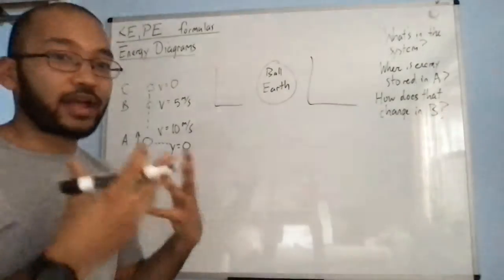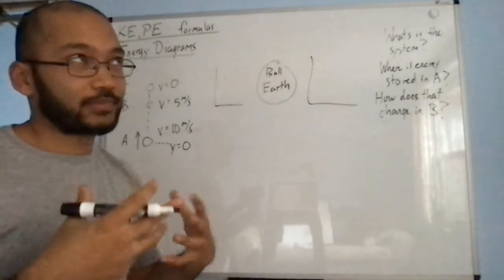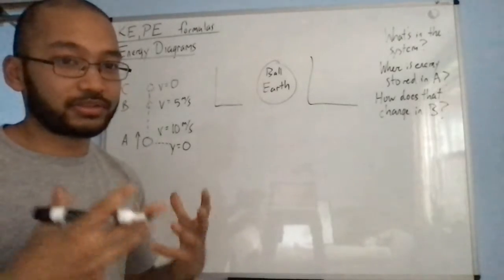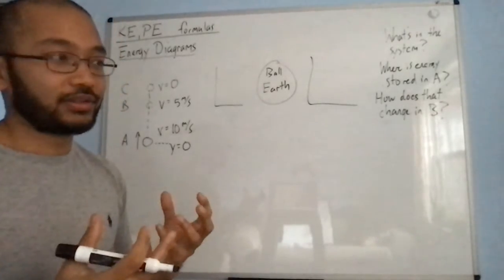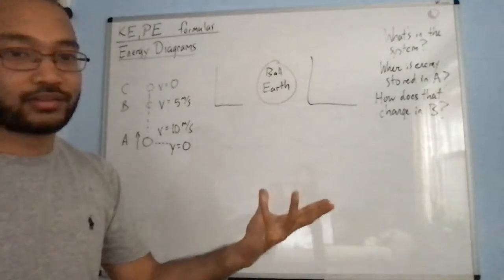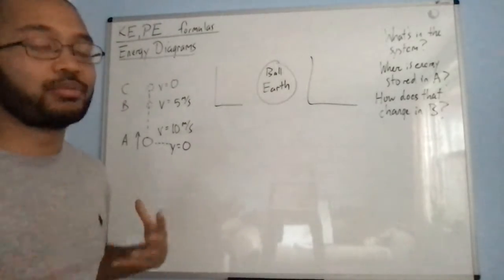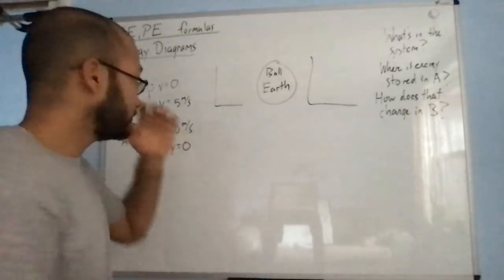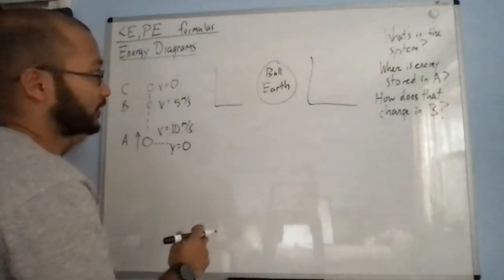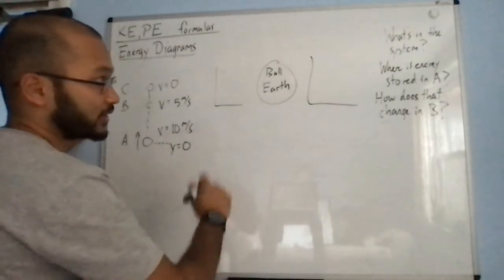Just keep in mind that gravitational potential energy is an interaction. You can't just have a ball and it having potential energy. You need it to be in a gravitational field. So that's why I want to put the ball and earth in the system. The next thing, where's energy stored in A?